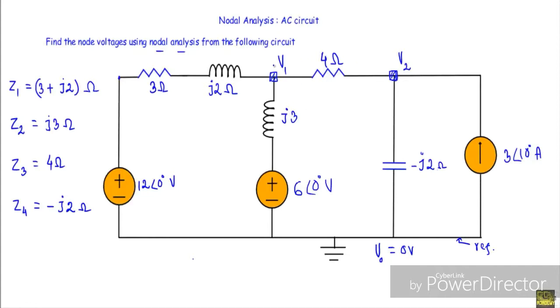After that I will apply Kirchhoff's current law at this terminal and this terminal to find the node voltages. So at first I will apply Kirchhoff's current law at node 1 in phasor form.